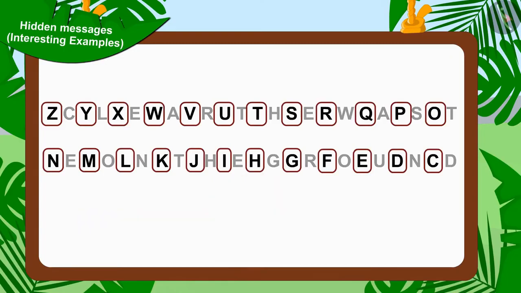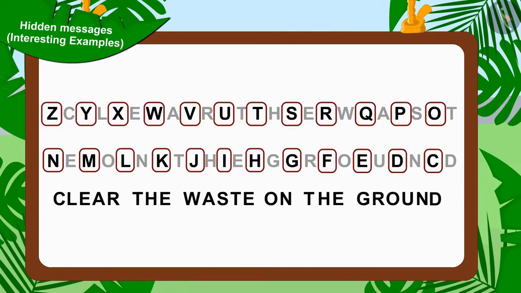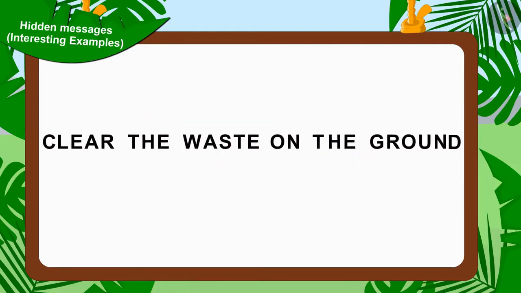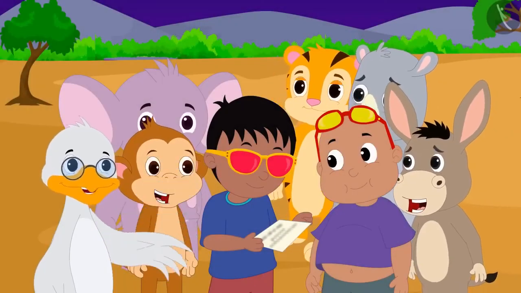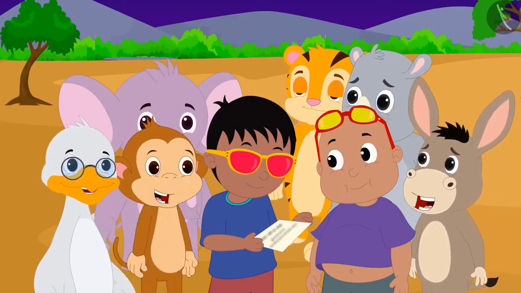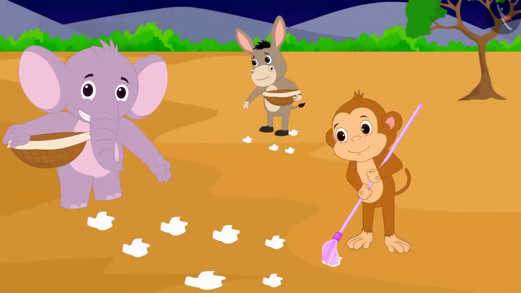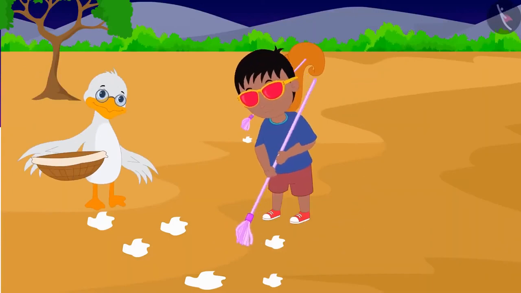Let us now write the remaining alphabets separately. Now do you understand Jeeves' hidden message? Absolutely right. In this hidden message, it is written, "Clear the waste on the ground." Uncle too, like you, quickly understood this hidden message and read it to the villagers. All the villagers together cleared the garbage scattered on the ground.